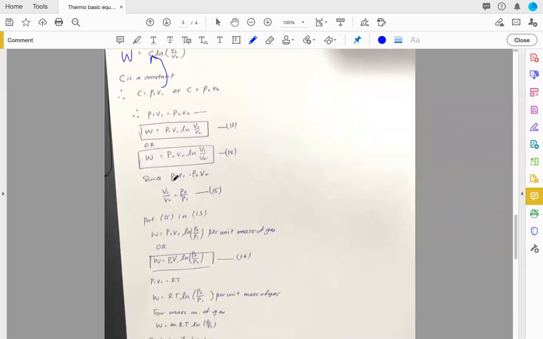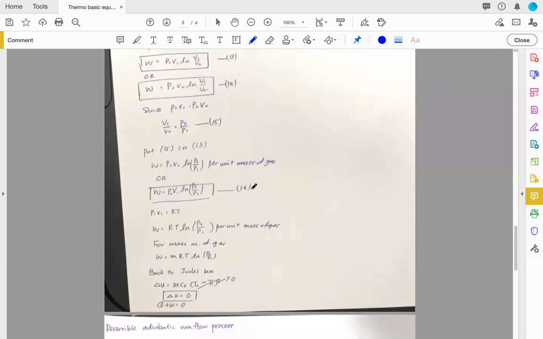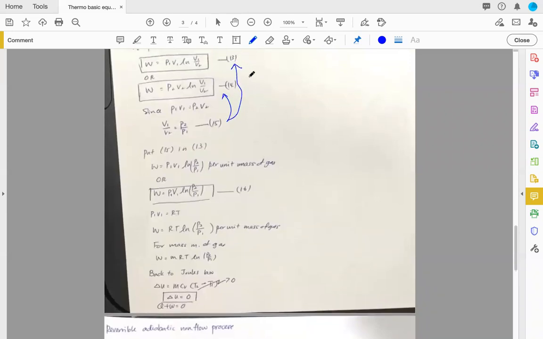We still can play around with it. Since P1 V1 equals P2 V2, we can rearrange it and replace the V1 over V2 using this equation 15. And therefore, you can have equation 16. Or you can have W equals P2 V2 ln P2 over P1. You can use this equation to replace in equation 14 or equation 13.